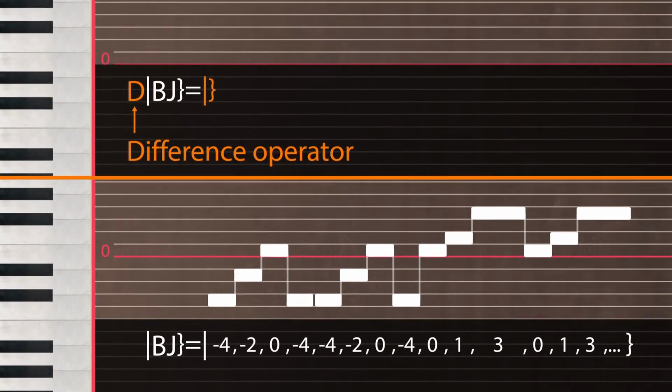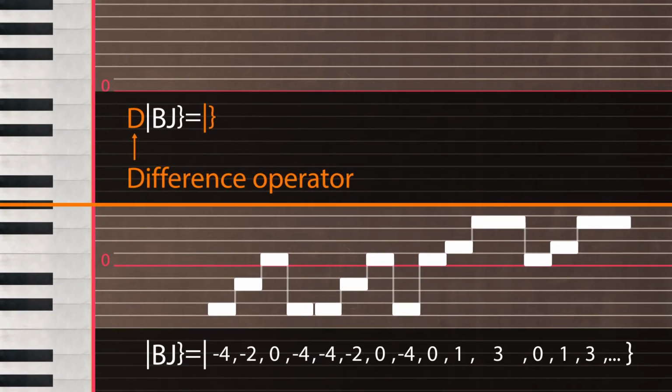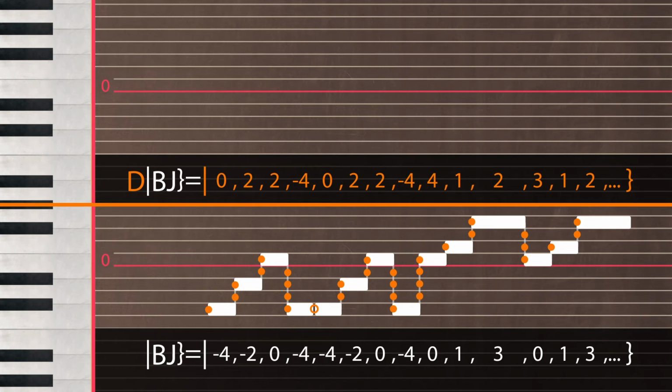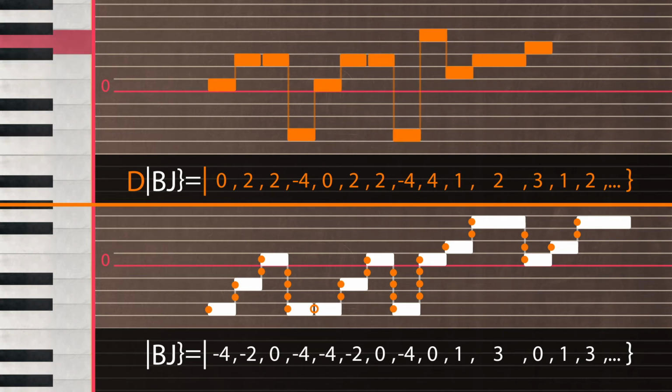Now we apply the difference operator, which determines the height difference between two adjacent notes of the melody. It starts at 0, then +2, +2, then down -4, 0, so the same pitch, then +2, +2, and so on. At first, this is just a sequence of numbers, but we can also interpret it as a new melody. In such a way, we obtain the sound of the derivative of Brother John.